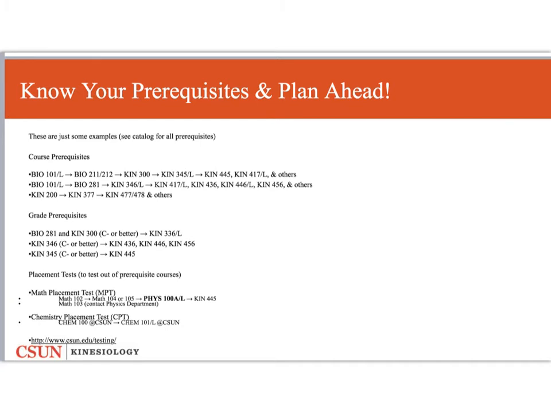I want to point out that we also have some grade prerequisites. So in order to take Kin 336, which is required for all applied fitness majors, you have to have a C- or better in physiology and in Kin 300. So if you're an applied fitness major and you got a D in human physiology, you are going to need to retake that at some point because without it you're not going to be able to take 336. You also need to get a C- or better in Kin 300.